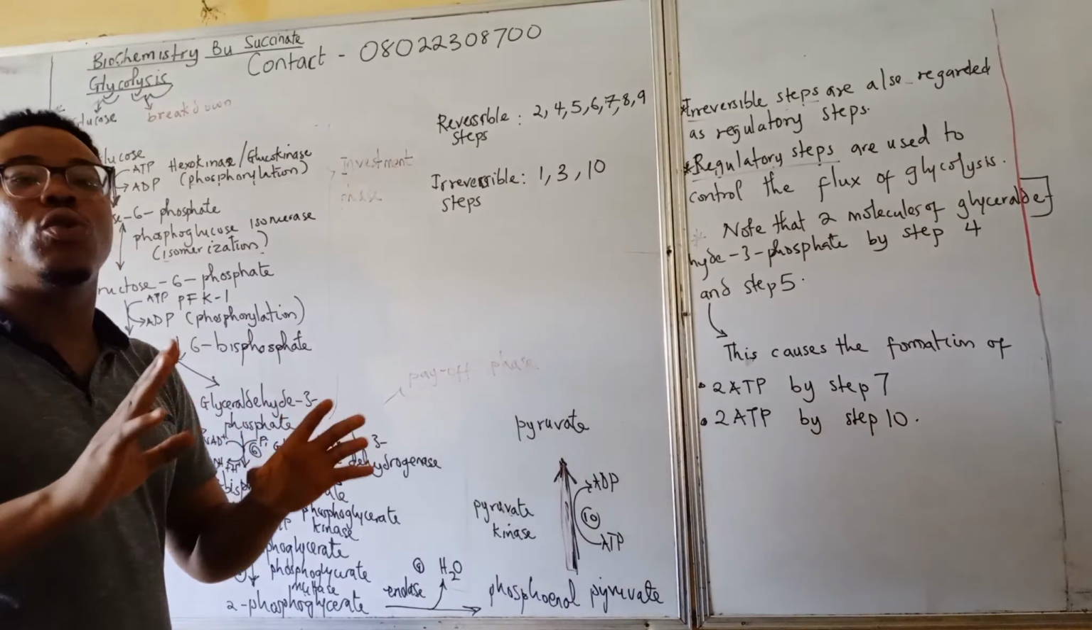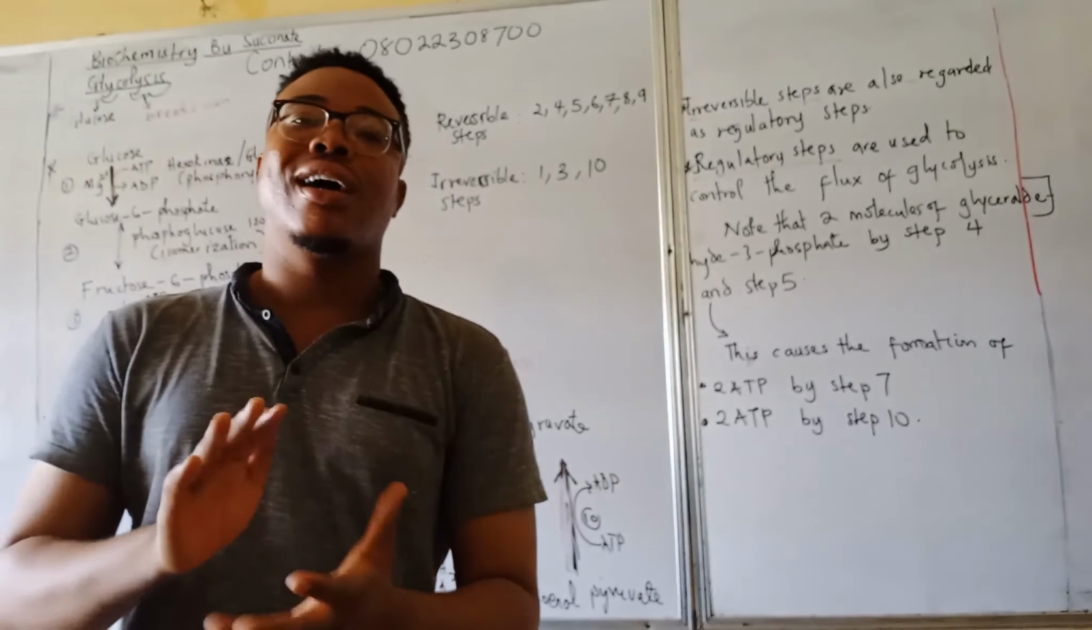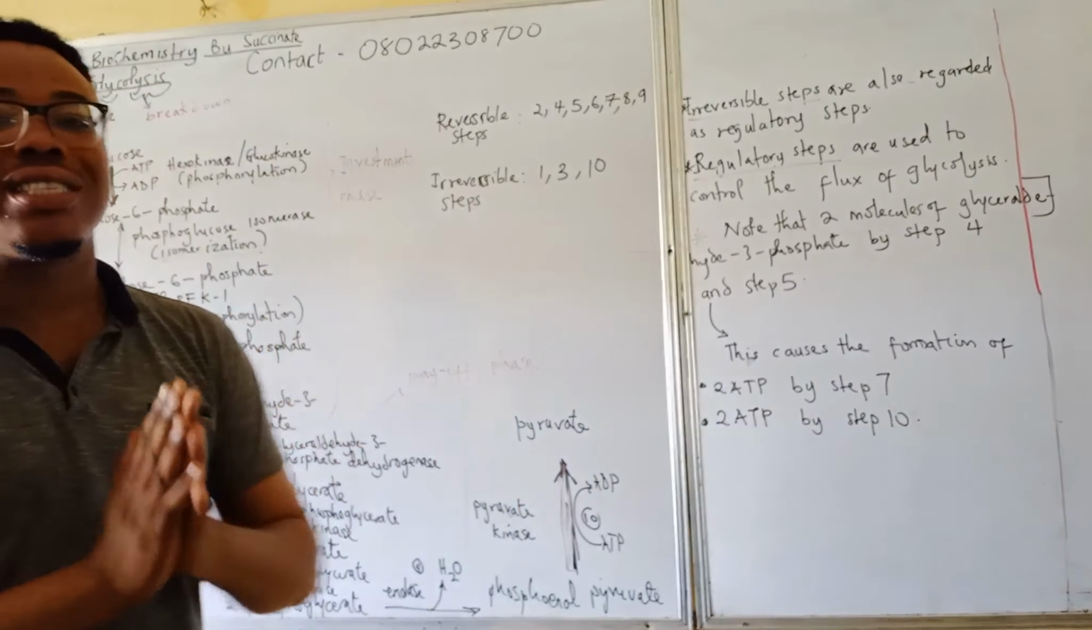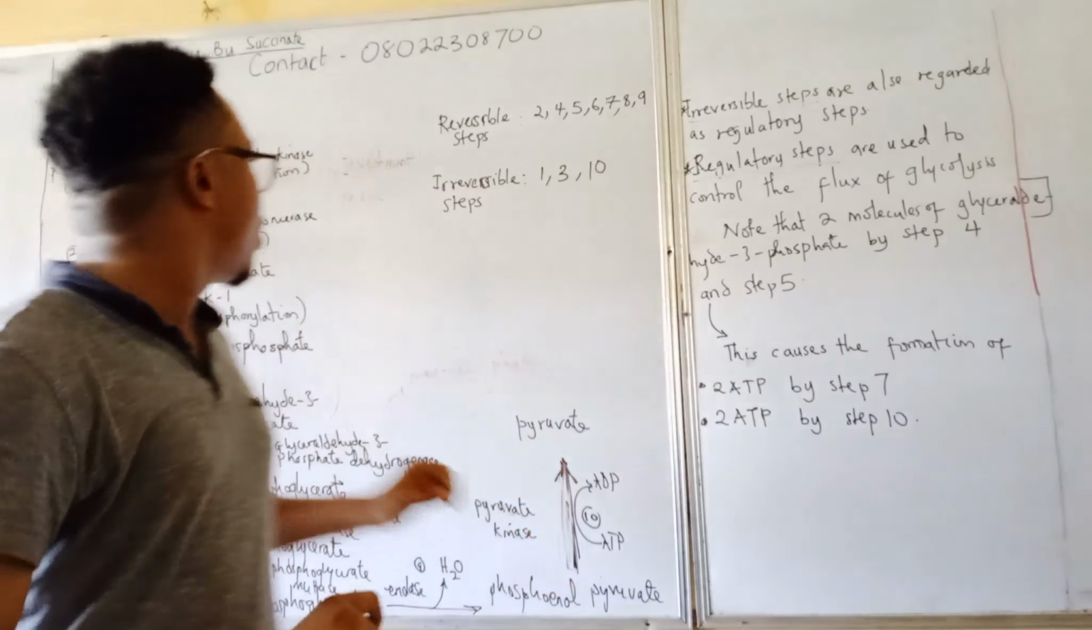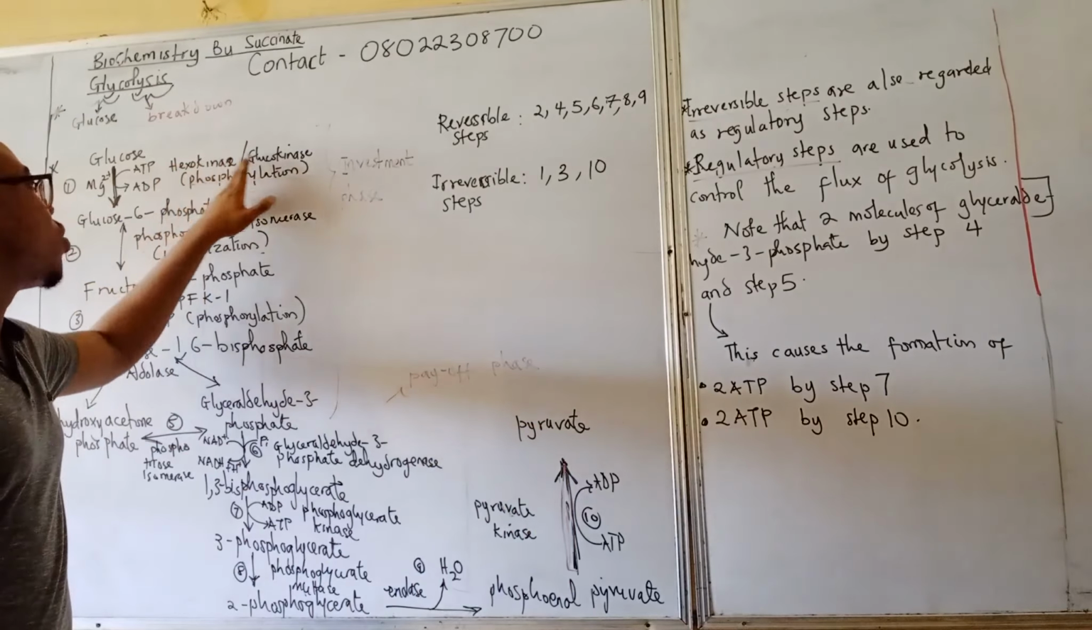Hexokinase acts generally on hexose sugars, including glucose. It can also act on fructose, galactose, and so on. But glucokinase is more specific. It acts only on glucose. So for this first step, we can say the enzyme there can be hexokinase or glucokinase.